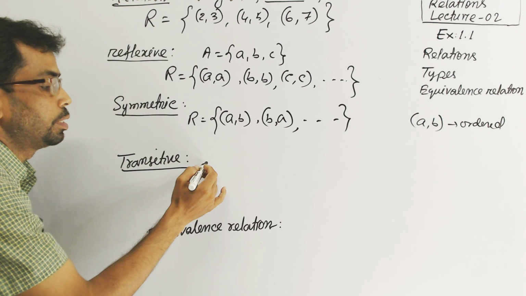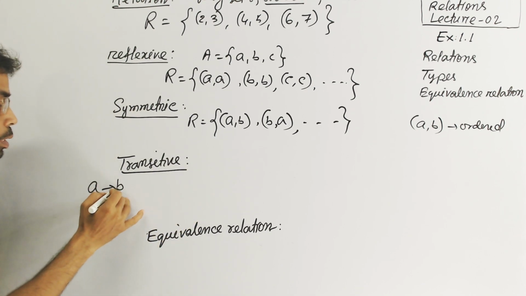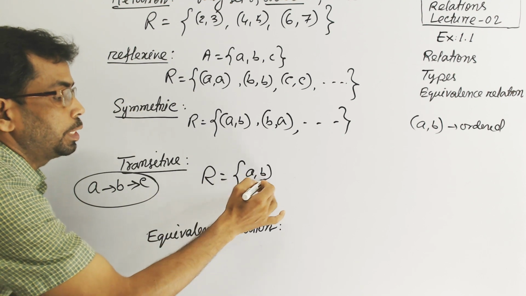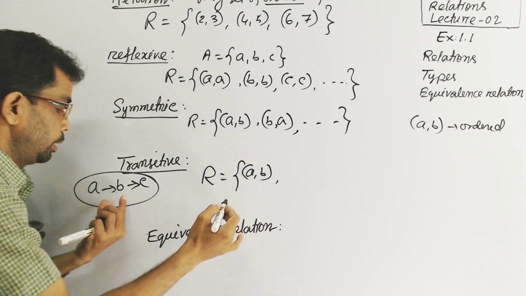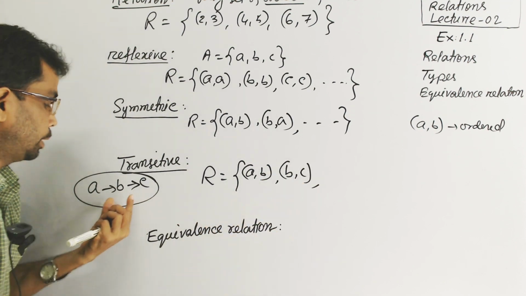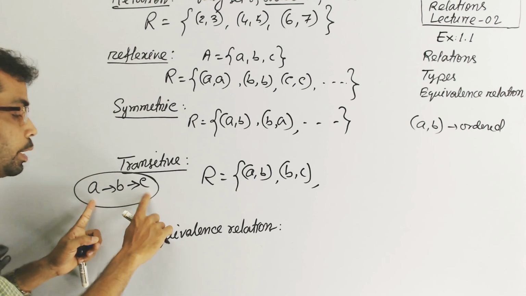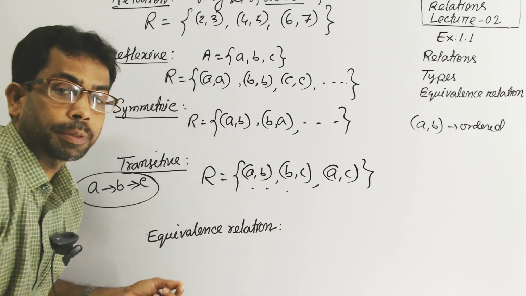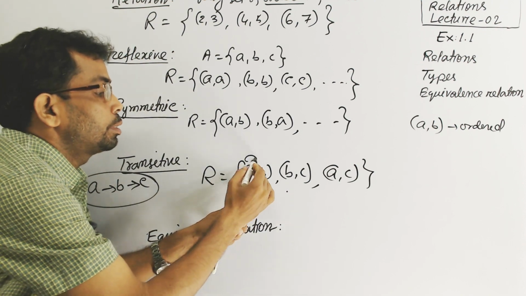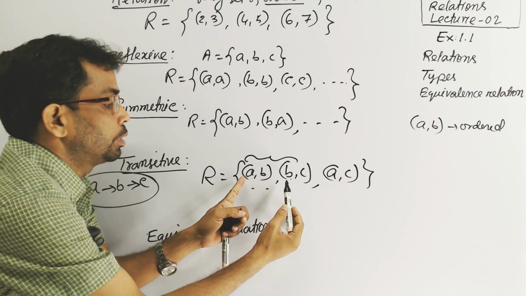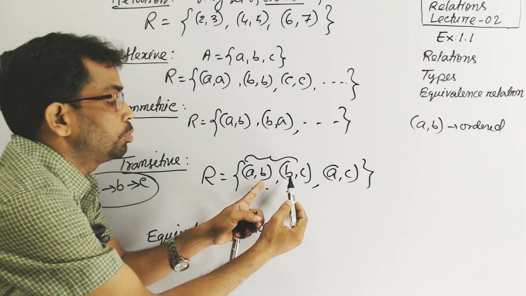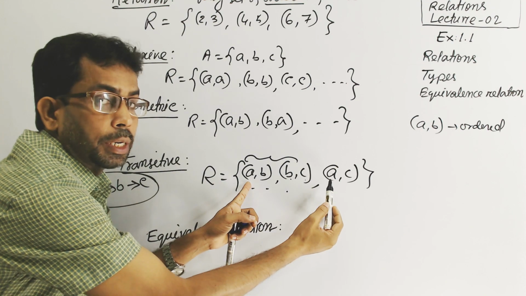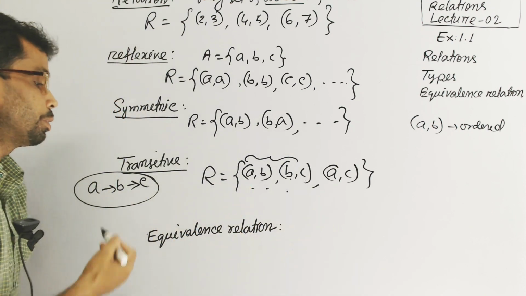A transitive relation is like this. Say from A to B, B to C. If a relation has the pair AB, from A to B, and then the pair from B to C, then there must be the pair from the first to the last, that means A to C. The pair made by first and last, AC, must be there. There may be other elements, or may not be, but whenever we find two pairs in which the middle element is common, A to B, B to C, B is common here, then the pair made by first and last must be there in the relation. Then the relation is called a transitive relation.